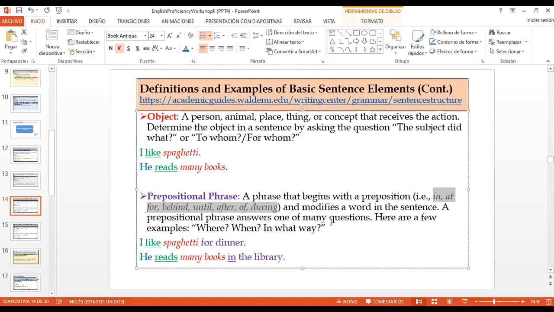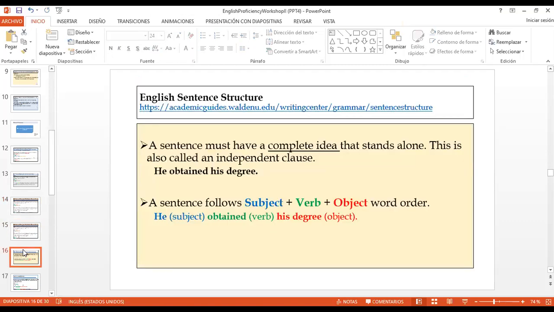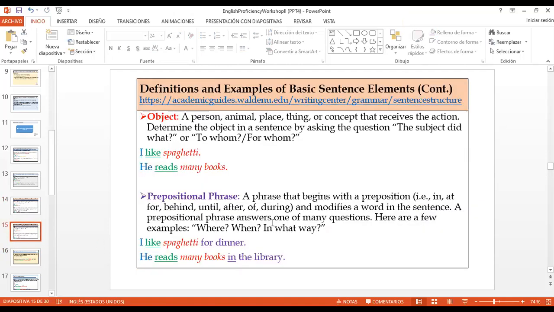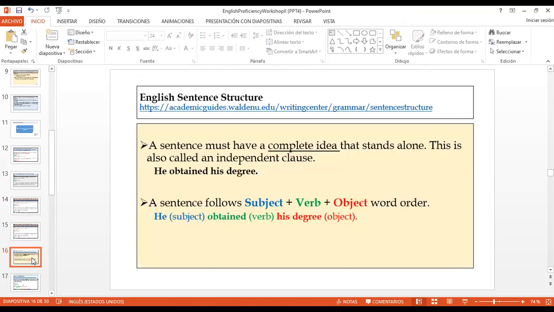After, until, before, behind, next to. You have seen many of those along your life. So I modify the word in a sentence. A prepositional phrase answers many questions. For example, where, when, and in what way. Okay. What is the meaning of in what way? The manner. For example, he reads many books in the library quickly, or he reads many books quickly in the library. So in that way, it will be an adverb of manner. Yes. How do you do this? Okay. Adverbs.